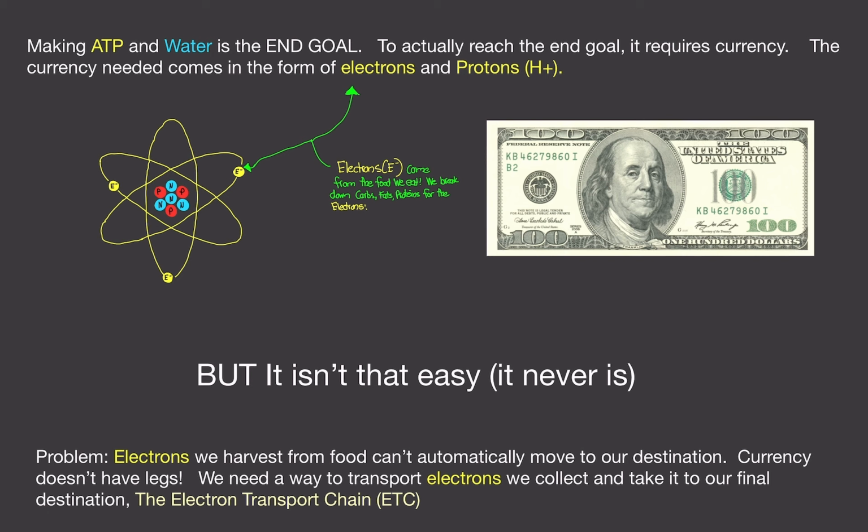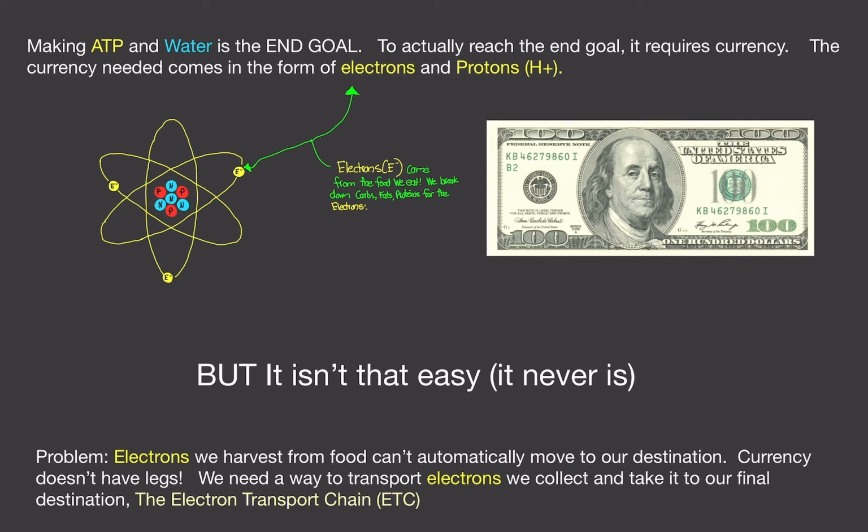So making ATP in water is the end goal, okay? But to actually reach the end goal, it requires some kind of currency. Now this currency comes in the form of electrons and protons. So it's kind of like the money that your body uses to make energy. Because nothing is free in this world. Even when you're in your body, nothing is free. So it requires money in the form of electrons and protons.